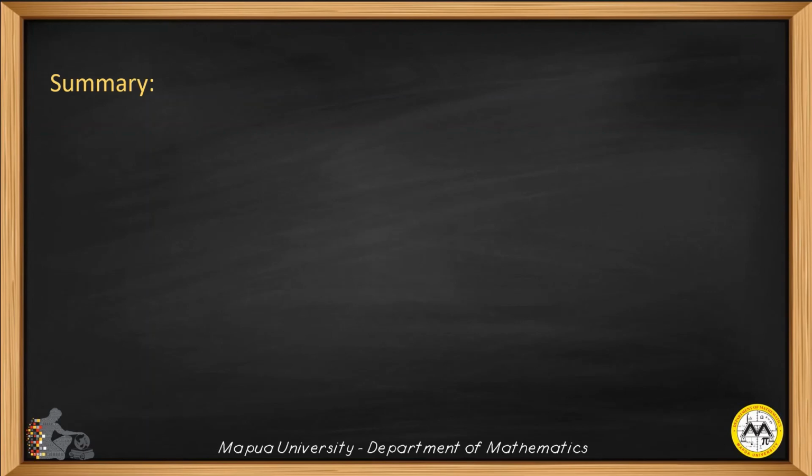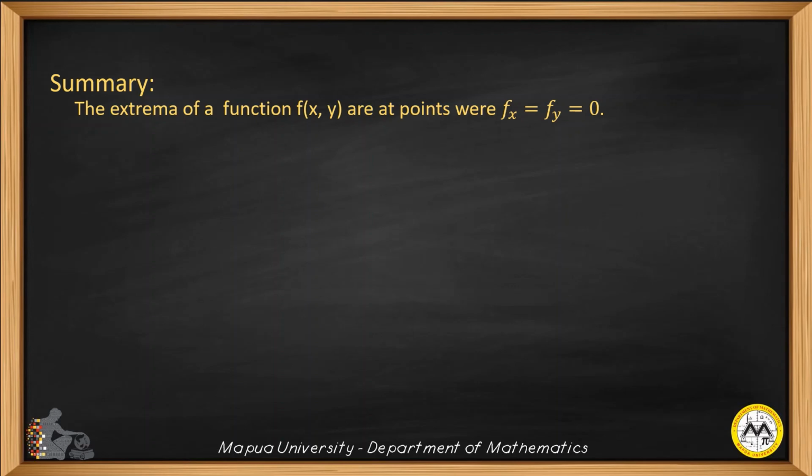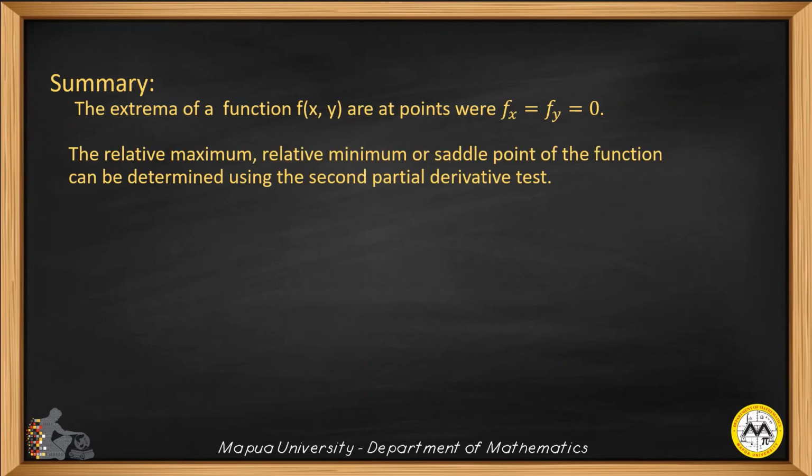To summarize what we had in this lesson, the extrema of a function f of xy are observed at points where the partial derivative of f with respect to x and the partial derivative of f with respect to y are both equal to 0, and the relative maximum, relative minimum, or saddle point of a function can be determined using the second partial derivative test.